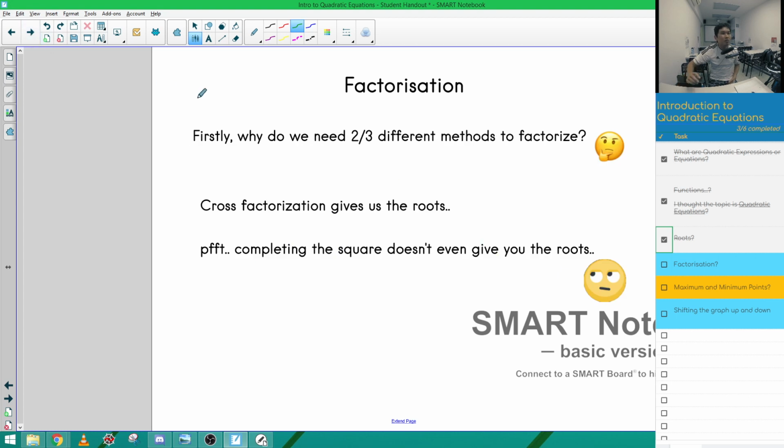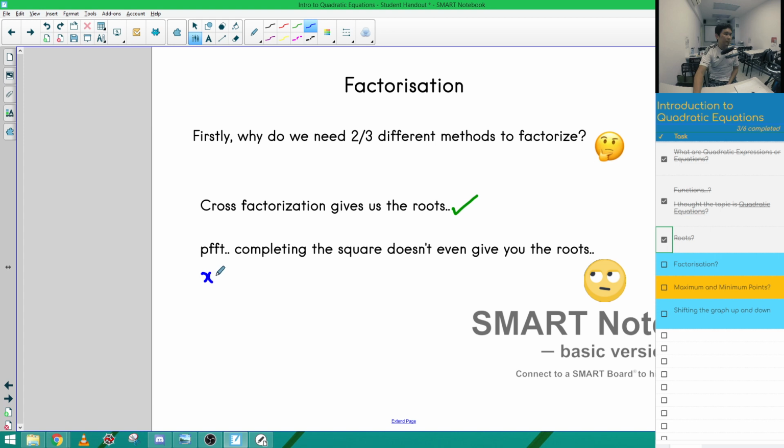We know that cross factorization is really good. It decomposes your quadratic expression into the linear components, and then we can see the roots straight away. Cross factorization gives us the roots. We like that. But how about completing the square? Why do we need completing the square? Okay, let's look at an example.